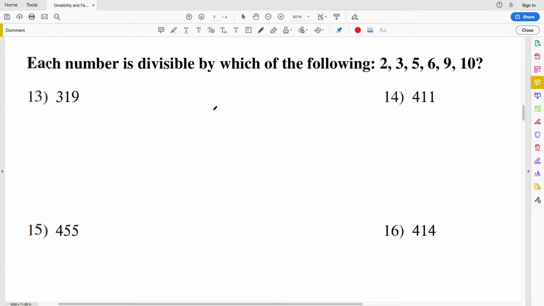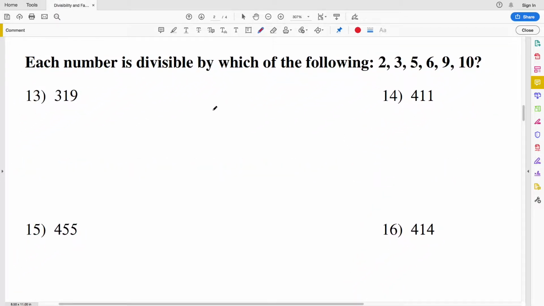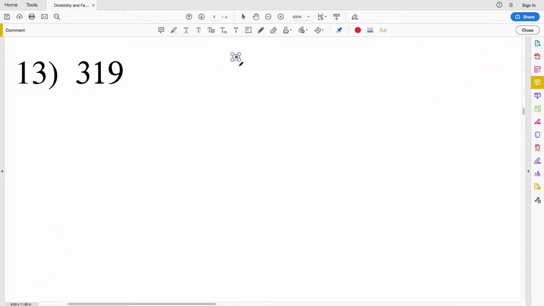On the next page, it says each number is divisible by which of the following? 2, 3, 5, 6, 9, and 10. So we're going to check each of those numbers, and a few of them will be quite easy to check. So I'll write the numbers we're checking for over here. So we're checking for 2, 3, 5, 6, 9, and 10. We're going to see if any of these are factors.